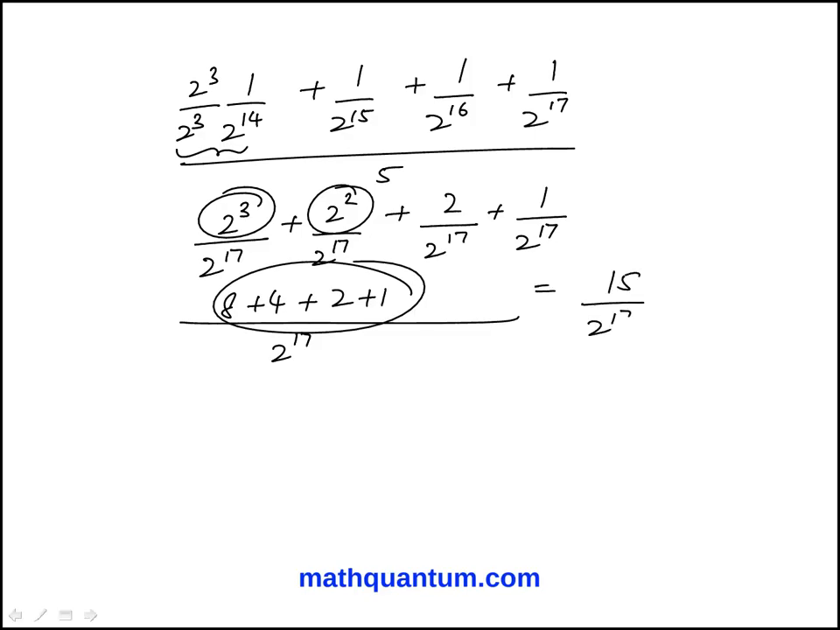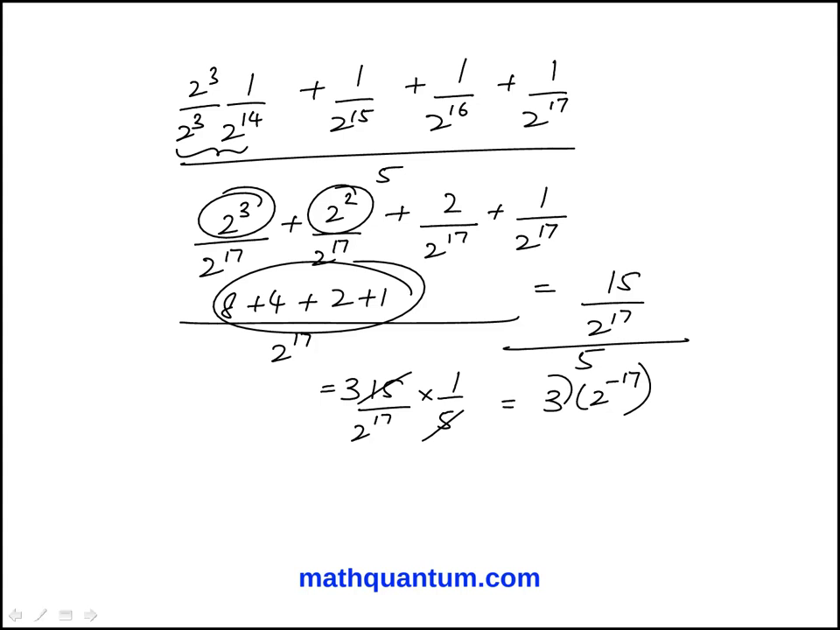And I also have to keep an eye on the 5 here. So it's 15 over 2 to the 17. And then that's 3. And then this is equivalent to 3 times 2 to the minus 17. And again, to answer the question, it's 3 times the value of 2 to the minus 17. So the answer is 3, choice C.